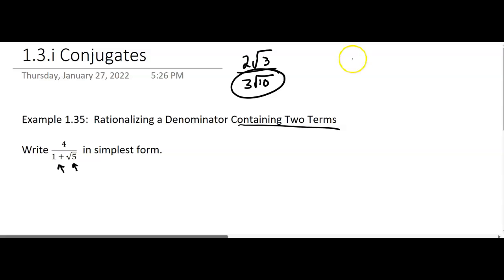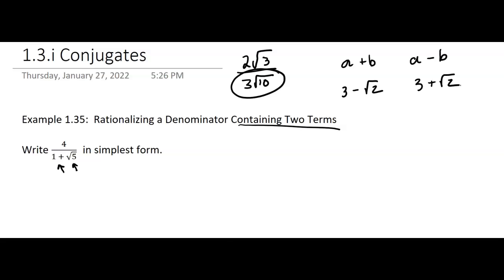So conjugates work like this. If you have a plus b, then the conjugate is a minus b. Or if you have 3 minus the square root of 2, the conjugate would be 3 plus the square root of 2. So what's happening is the addition or subtraction sign is changing. And that's what we're going to use to simplify. Okay, so that's what a conjugate is.